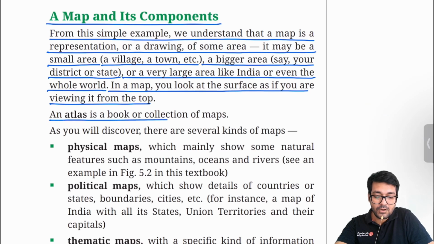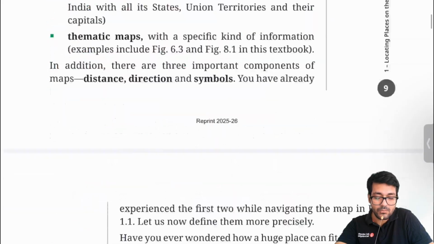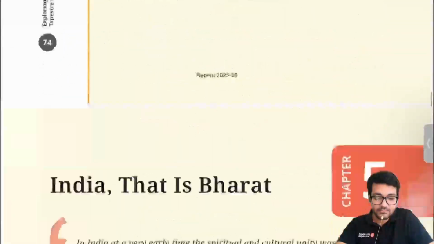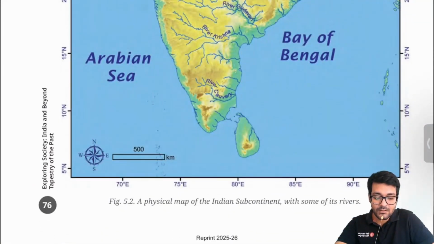An atlas is a book or collection of maps. As you will discover, there are several kinds of maps. Physical maps, which mainly show some natural features such as mountains, oceans and rivers. See an example in Figure 5.2 in this textbook. Let's move to Chapter 5 and see Figure 5.2. Figure 5.2, a physical map of the Indian subcontinent with some of its rivers.